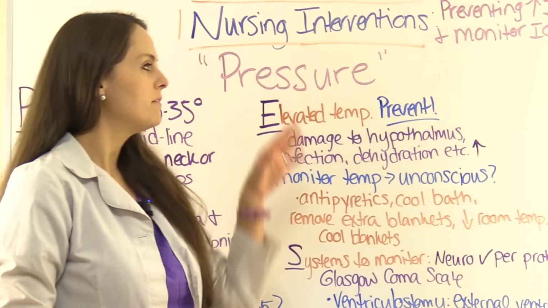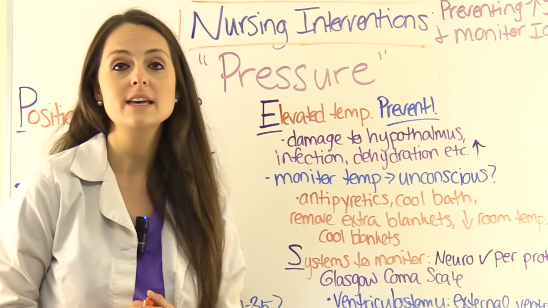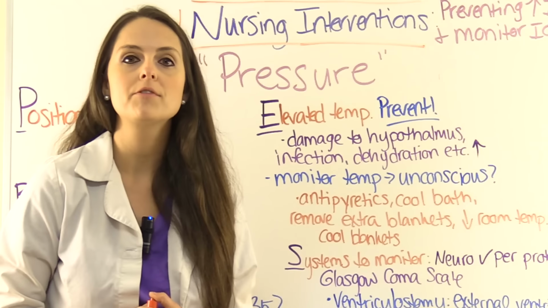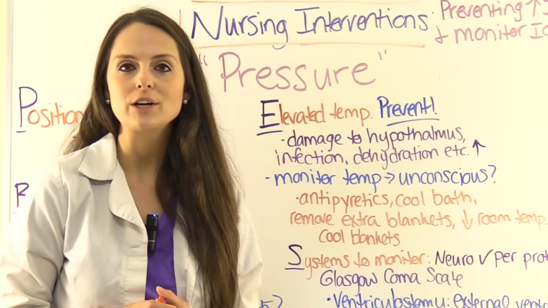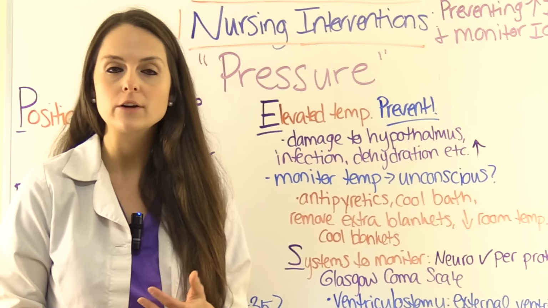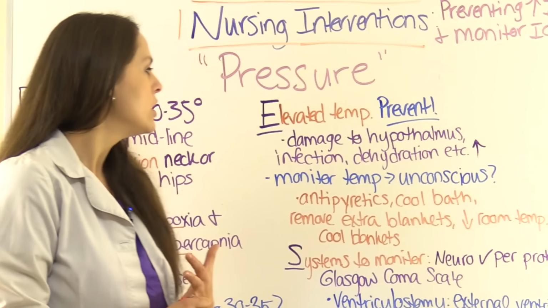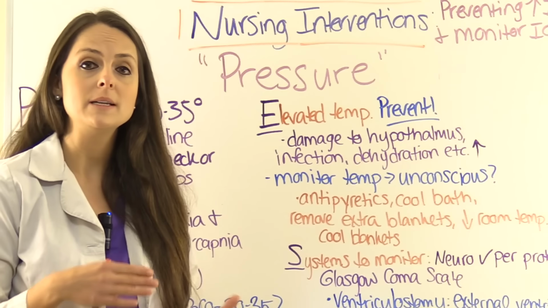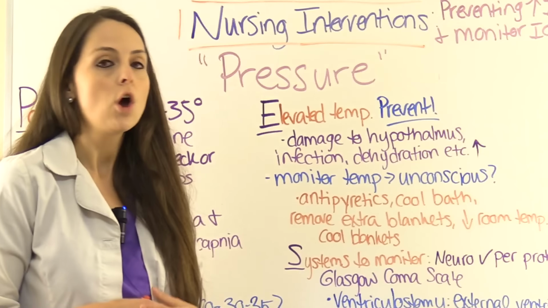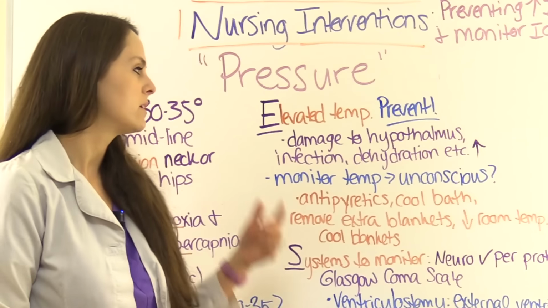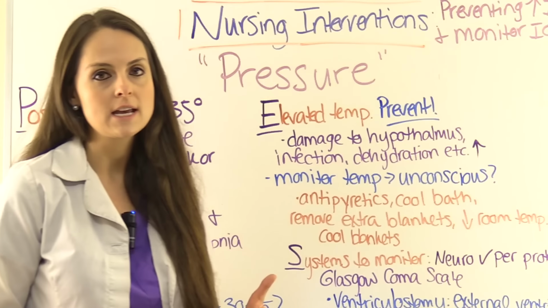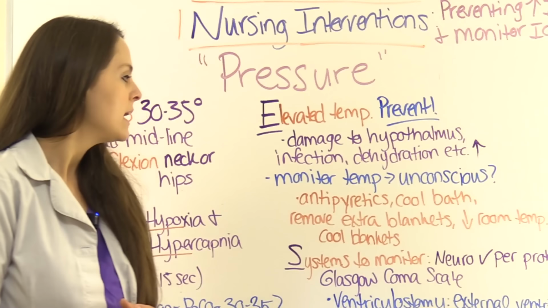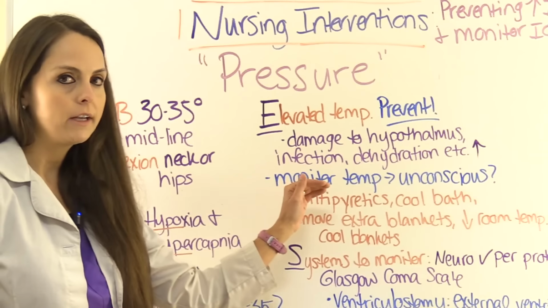Next, E, elevated temperature. We want to prevent this. We do not want them to enter hyperthermia because we learned that can increase intracranial pressure along with increasing their metabolic needs. The reason they're at risk for that is because there could be damage to the hypothalamus, which regulates our temperature, or there could be an infection or dehydration, and that can increase temperature. So as a nurse, we want to monitor it very closely.